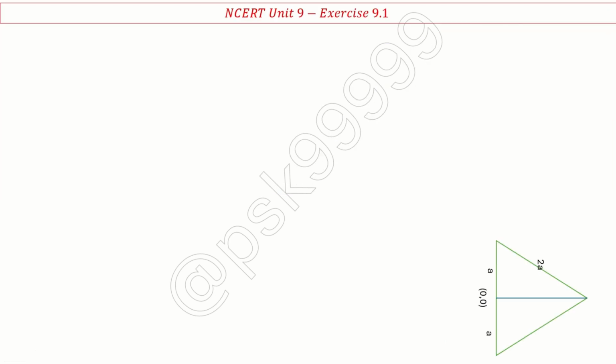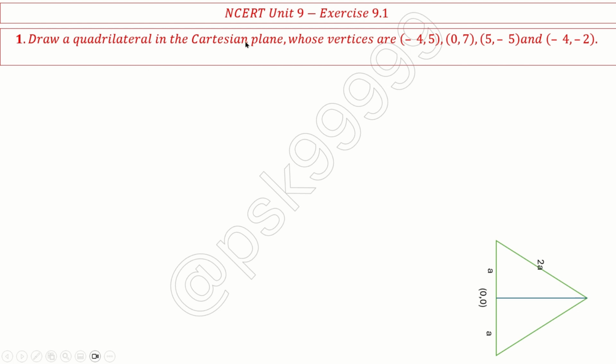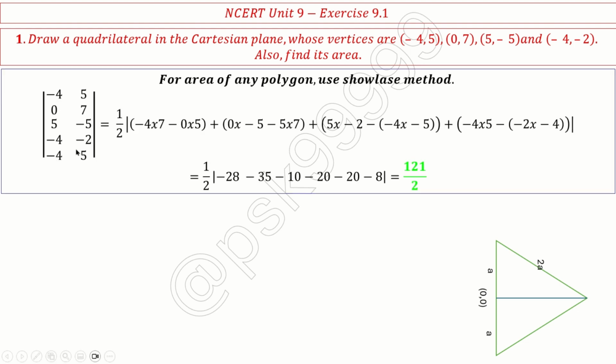Let's do exercise 9.1. Basic questions about slope and lines are there. Draw a quadrilateral in the Cartesian plane whose vertices are given. You can draw it yourself, but let's find the area. There are many ways to find the area. You can make it into two triangles and then sum them up. That's what they are expecting you to do. But if you are really preparing for JEE and other entrance exams, the method does not matter. So I will use the shoelace method. You can solve it the book way, but I will just show you the shoelace method.